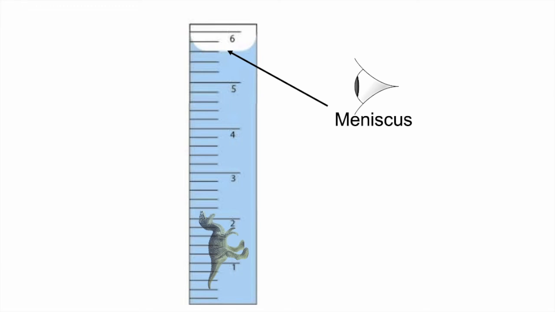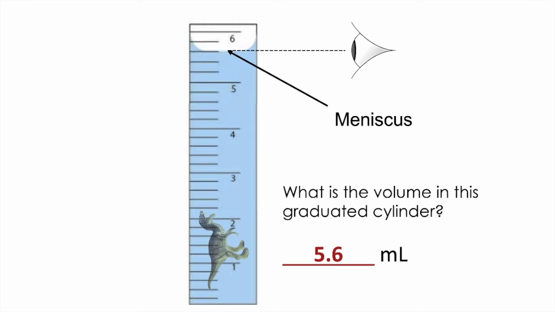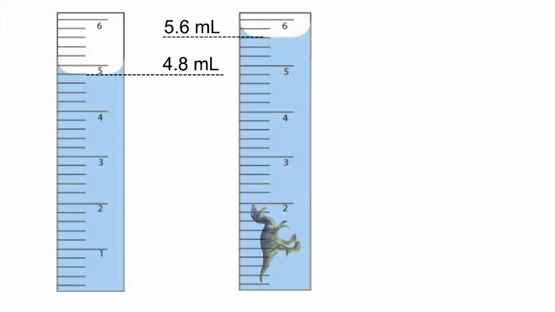So let's take a look at our new volume in the cylinder. We have to move our eye up so that we see the bottom of the meniscus. And as we noticed before, each of these little tick marks is at 0.2. So we've got 5.2, 5.4, 5.6. So our volume now is 5.6 milliliters.